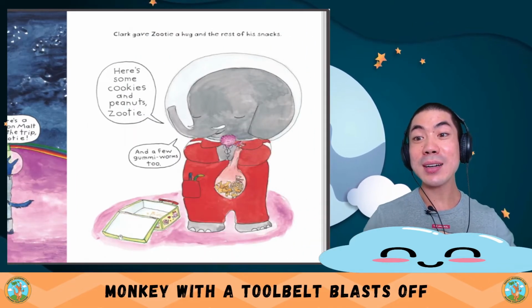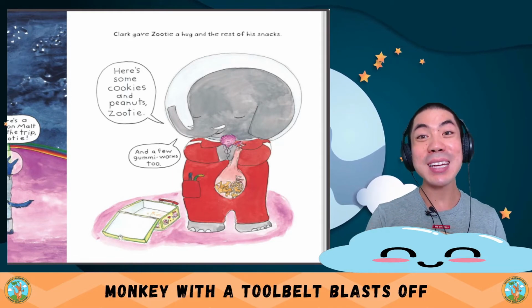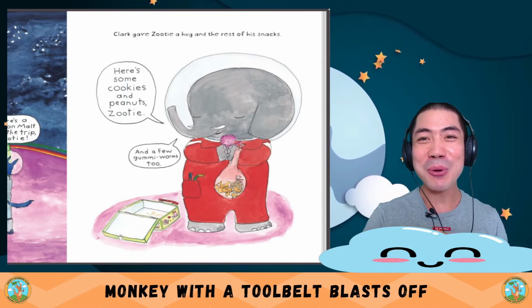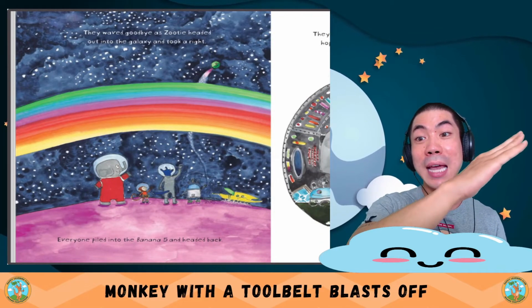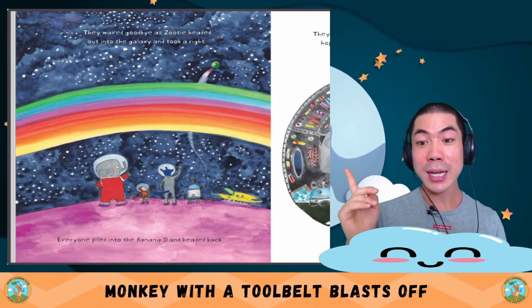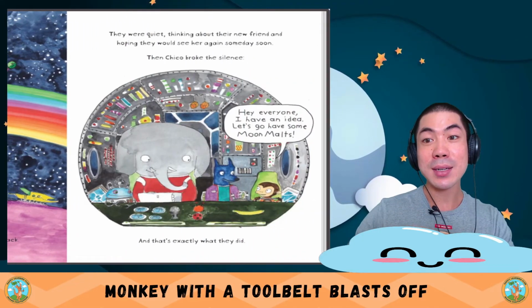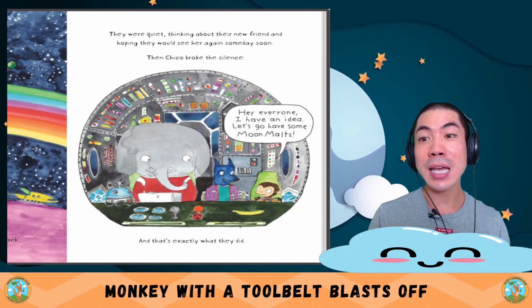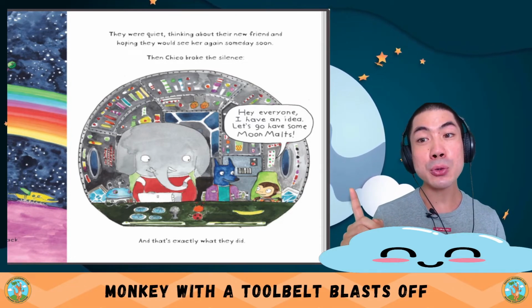Clark gave Zuti a hug and the rest of his snacks. Here's some cookies and peanuts, Zuti, and a few gummy worms too. They waved goodbye as Zuti headed out into the galaxy and took a right. Everyone piled into the banana 5 and headed back. They were quiet, thinking about their new friend and hoping they would see her again someday soon.